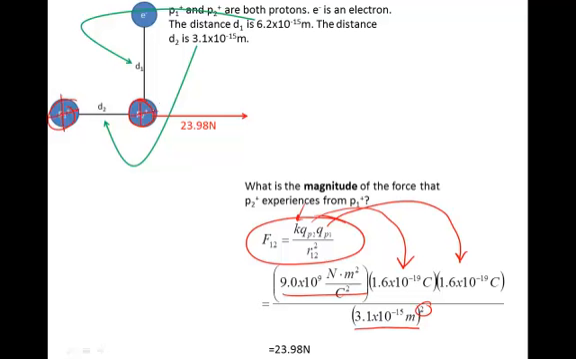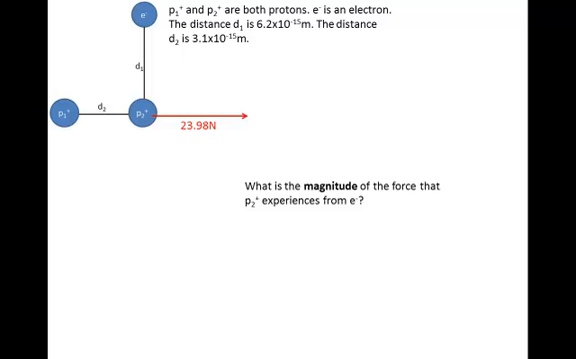Notice that because that's a positive charge and that's a positive charge, P2 is going to experience a force to the right of 23.98 newtons. So that's the direction that it goes.